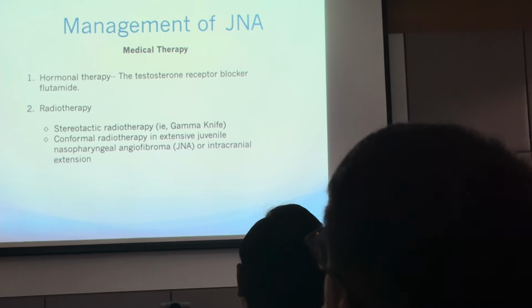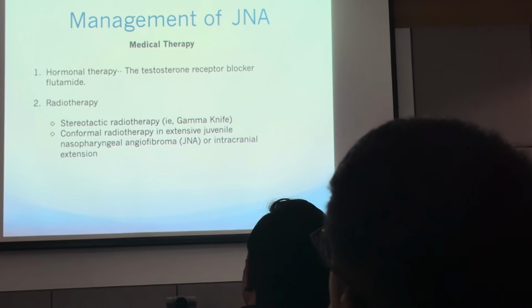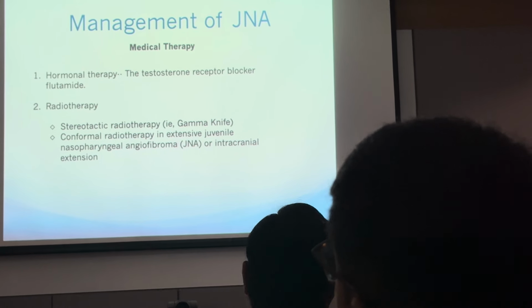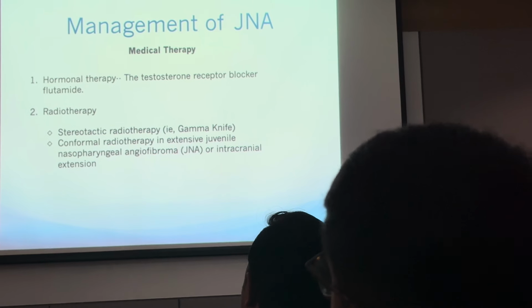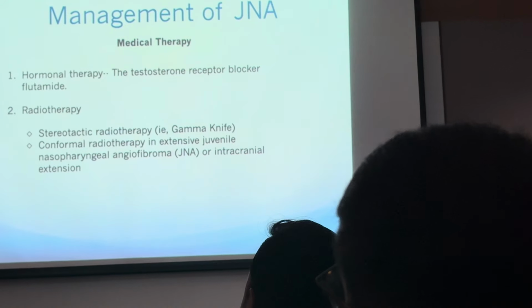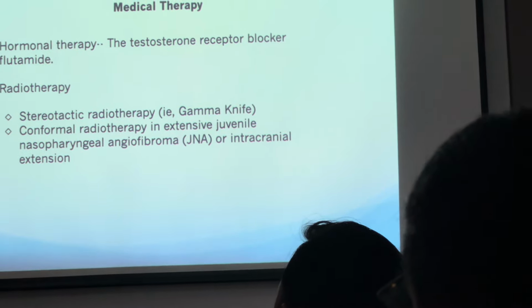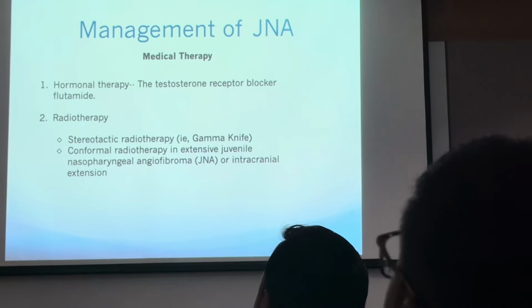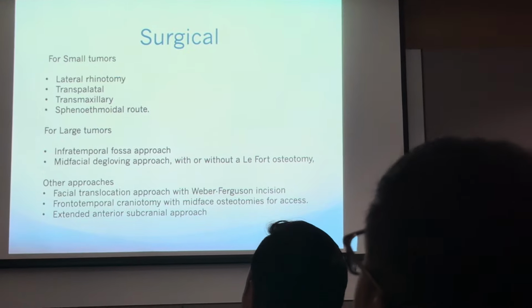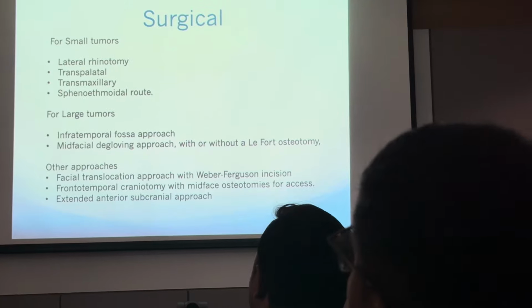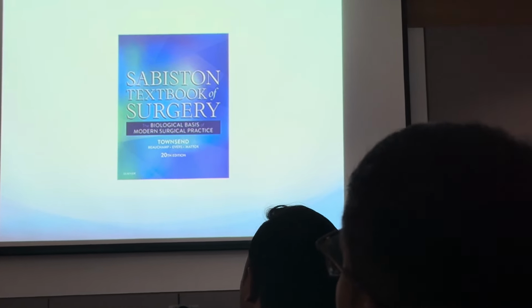If you go to the history, these are the various treatment options which were available. Maybe hormonal therapy, radiotherapy still we are doing for the intracranial tumor where the blood supply is from the ICA and we are not embolizing in that part. Maybe gamma knife can do a better job. Surgical, all accesses and things, you know it better.